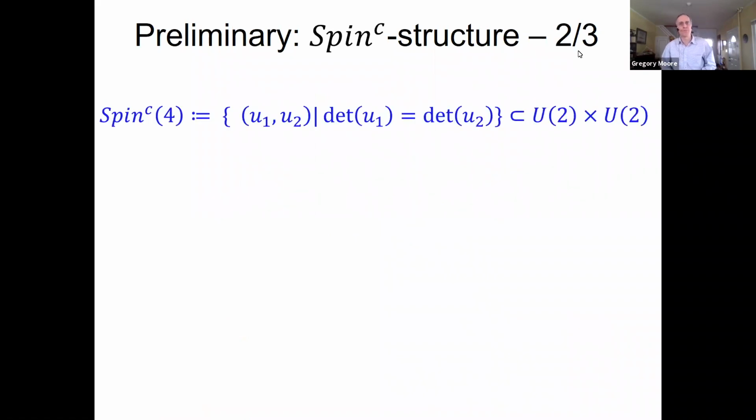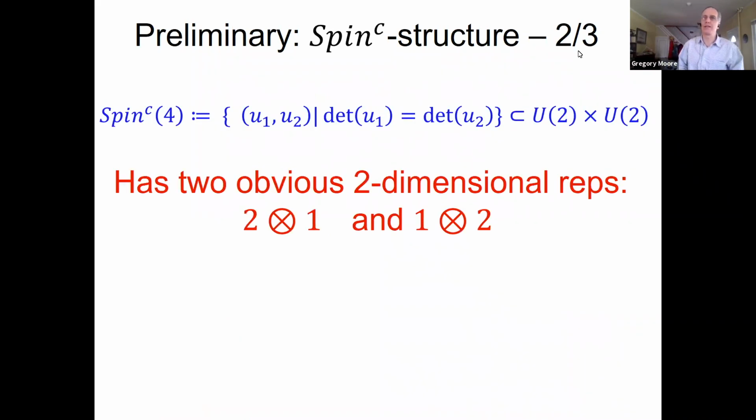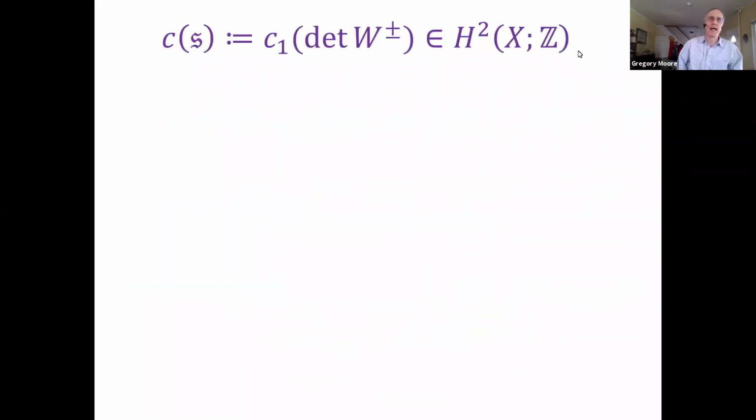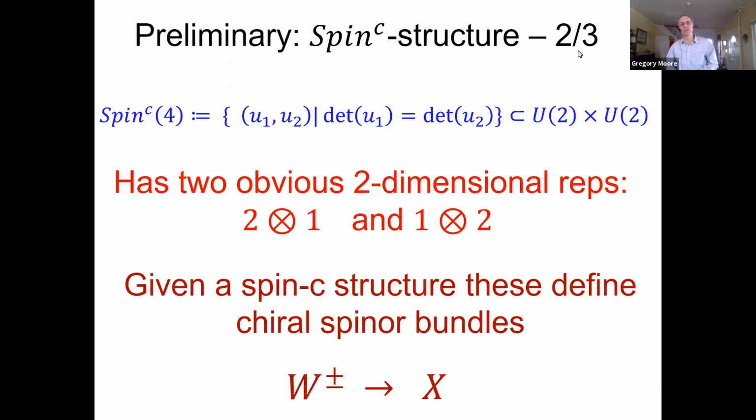Now, here again is spin C of four, and it rather obviously has two-dimensional representations. I can take the fundamental of each of the two U2 factors. So then if I'm given a spin C structure, these define what we can call chiral spin bundles. I'll call them W plus and minus. And those bundles are rank two bundles.